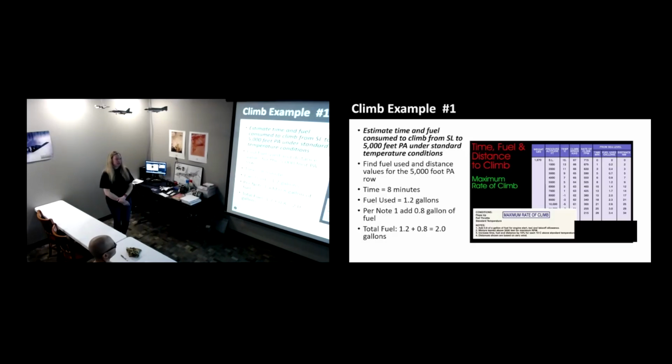And the questions on the test will be something along the lines of, how long will it take you to climb from sea level to 5,000 feet? Use this picture. It might not ask for everything. Now, remember, you have to add some fuel and stuff like that. So if it asks how much fuel, make sure you read those notes and you know to add 0.8 gallons, right?